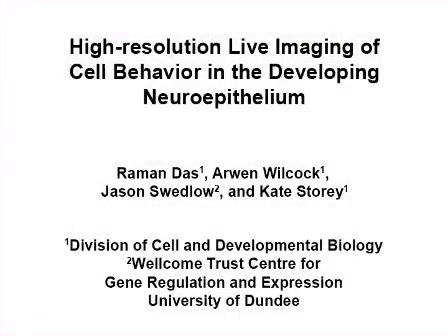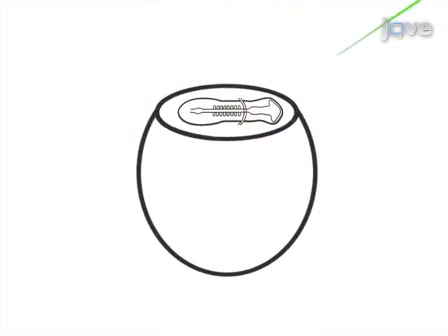The overall goal of this procedure is to image cell behavior within the embryonic neural tube at high resolution for long periods of time. This is accomplished by first transfecting the early neural tube with a construct driving expression of a fluorescent protein of choice to mark single cells.